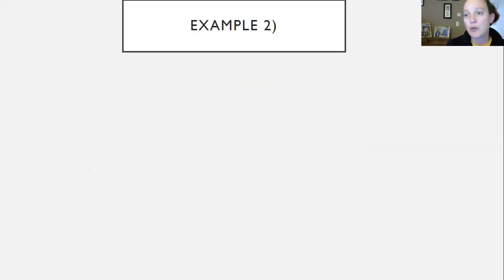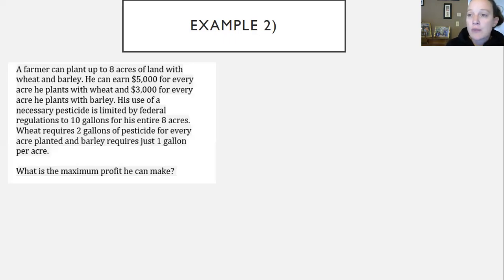Okay, example two is where we're really gonna look at the meaning. This is the fun part of linear programming and these application problems. So we have a farmer who has 8 acres of land that he's gonna plant with wheat and barley. He knows he can make $5,000 for every acre he plants of wheat and $3,000 for every acre he plants of barley.